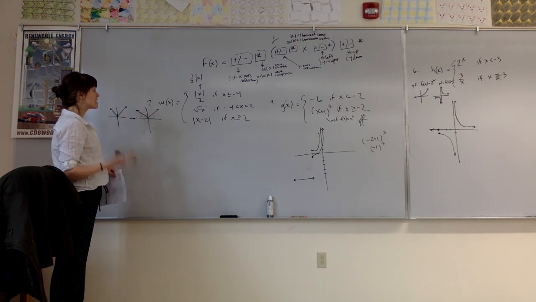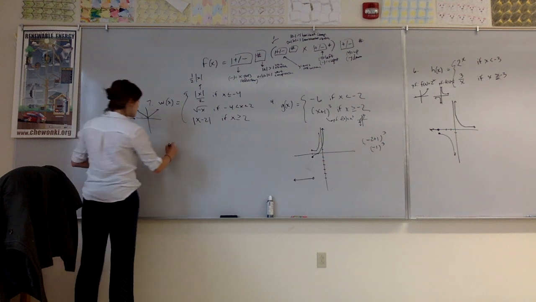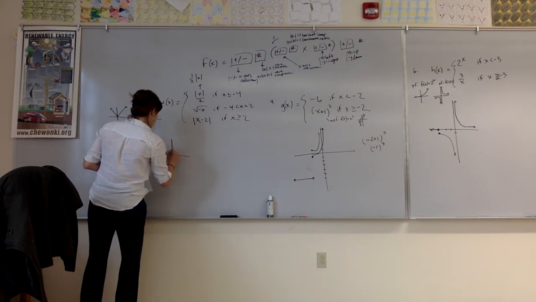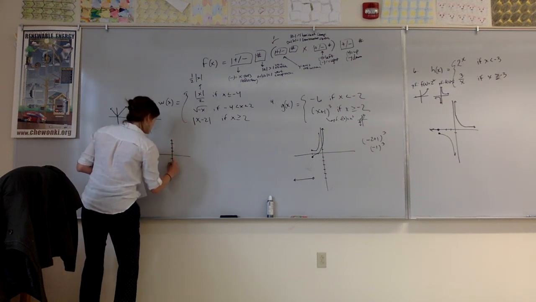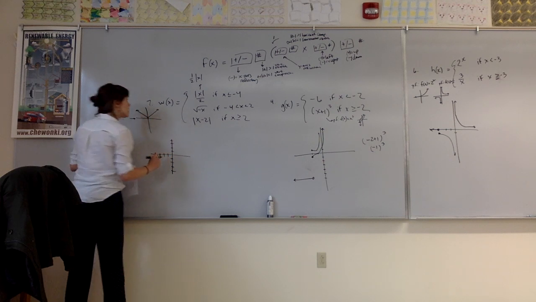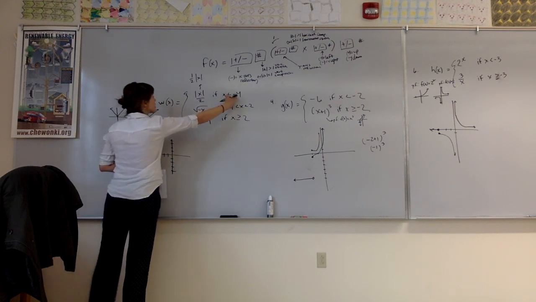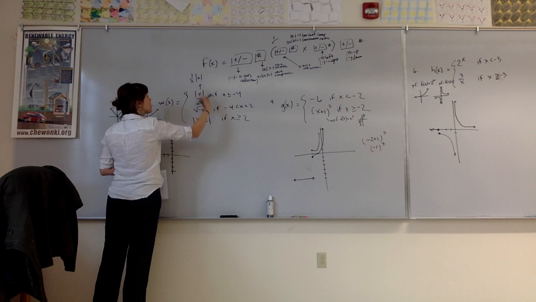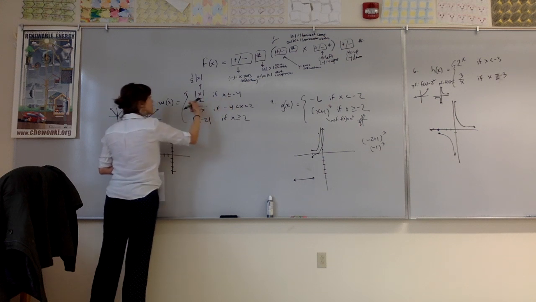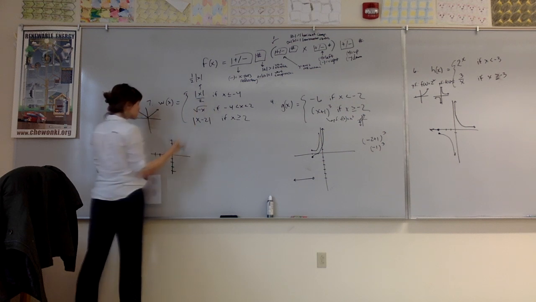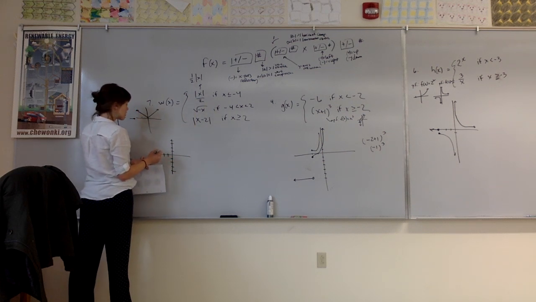So if x is less than or equal to negative 4, I'm going to have a closed circle here, and then I'm going to put in this x value to find my y value. So it would be the same as 4 over 2, so it would be a closed circle at x equals negative 4, y equals 2.